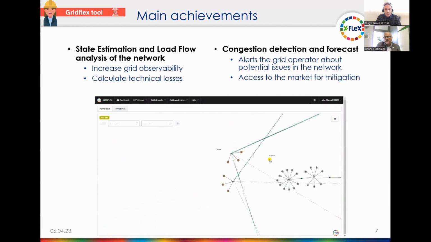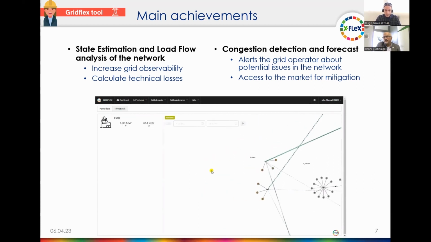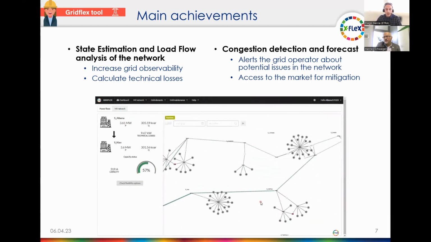Moving on, we see here a different representation of the network, in this case the schematic one, which is interactive, and not only can we see the different elements and their status, but also the flows of power among each of them. And also in this visualization, we see the results of the state estimation and the load flow analysis of the network that both us and other partners in the project have developed.